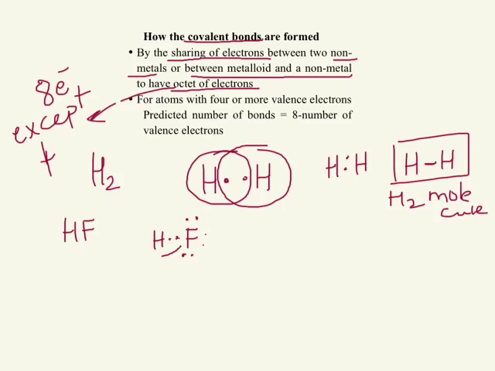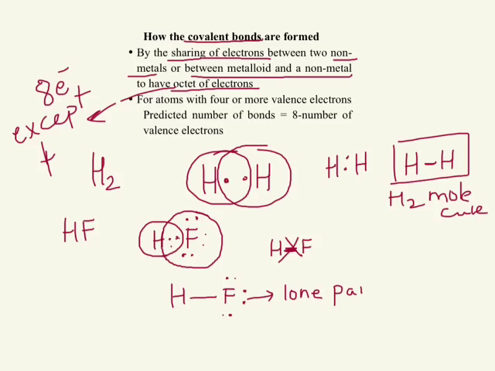So hydrogen shares 1 electron from the fluorine, and now it has 2 electrons in the outermost shell. Fluorine already had 7, so it shares 1 electron from hydrogen, and now fluorine has 8 valence electrons. So how do we draw the bond structure? The electrons in between, you draw as a bond, but the rest of these electrons, you draw as lone pairs, because these 6 electrons of fluorine are not participating in the bond, and these electrons are known as lone pairs.